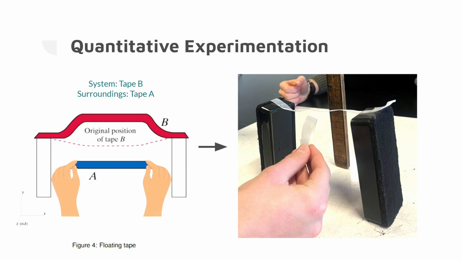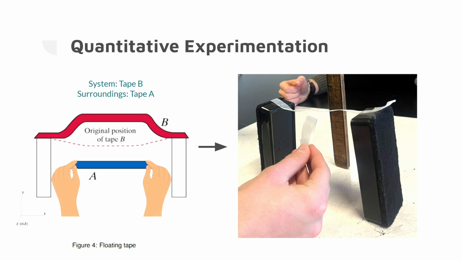So we set up this experiment, as you can see on the left, where we charge a tape B on the top, and then we grab another charged tape A on the bottom. We take tape B and we suspend it in air, and then we bring tape A underneath it, and since they're both charged with the same charge, they should repel each other. So as you can see on our right, this is our setup that we had.